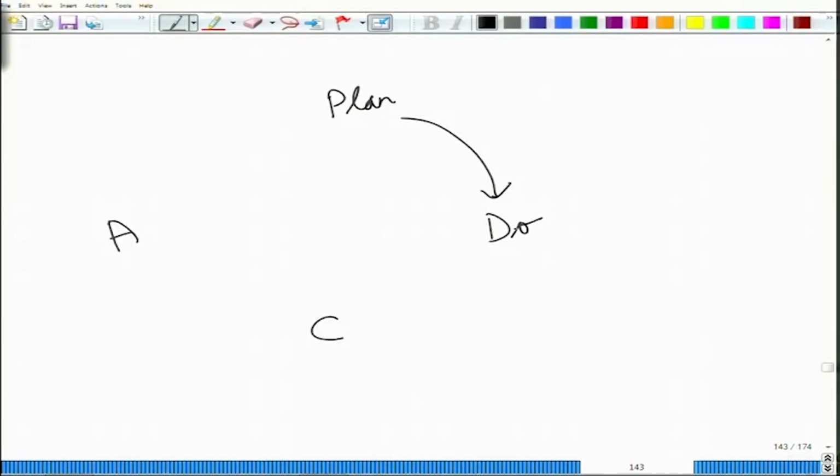So, once you have made this plan, what are the things that you are going to do? Next you do those acts. So, from plan we move to the doing stage. In doing you actually implement those plans. So, doing is the stage of implementation.